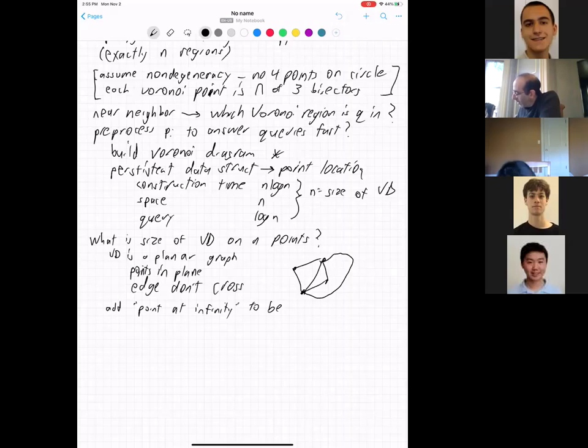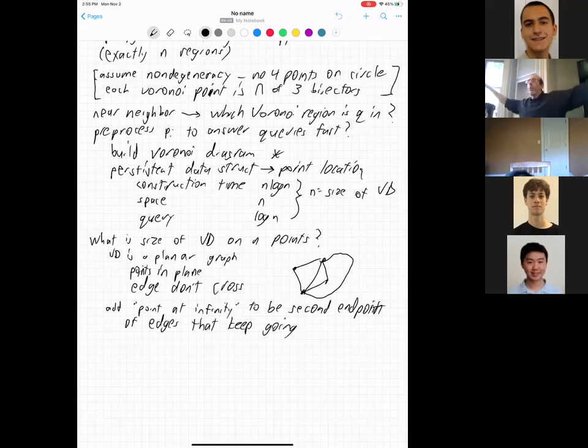To be the other end, the second endpoint of edges that keep going. Another way to think of this is that my plane where I'm doing the Voronoi diagram is actually on the surface of the Earth, right? And it curls around. So all of those points that seem to stretch out to infinity, they actually just reach around and meet somewhere in Australia. So my planar graph is on a sphere instead of being in the plane. And that makes it very clear that I can have a point at infinity.